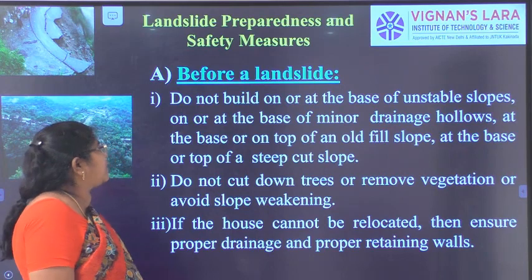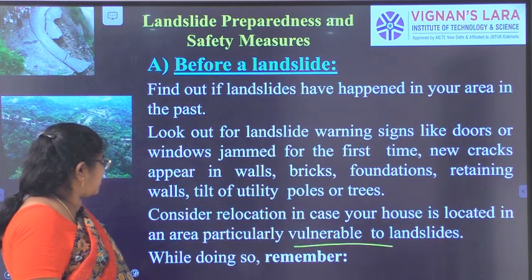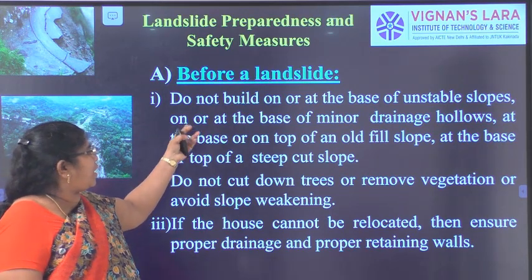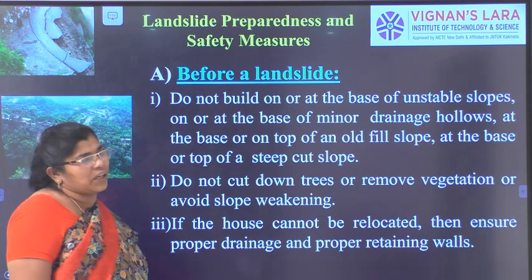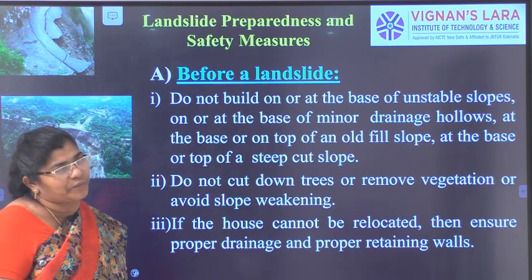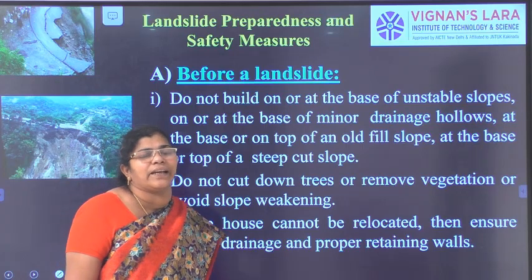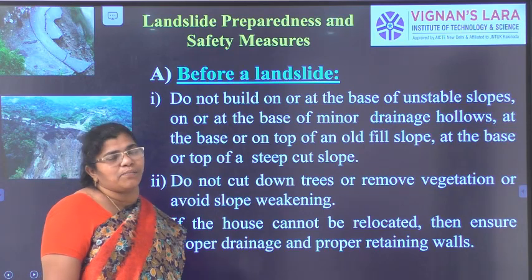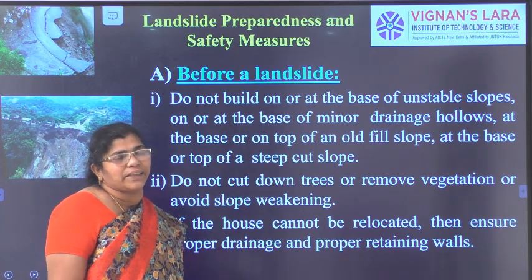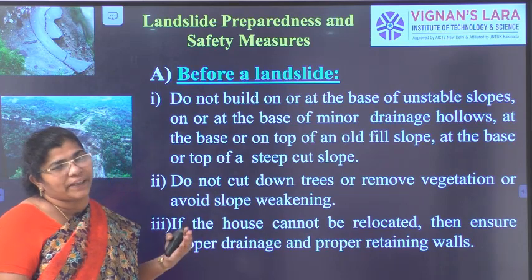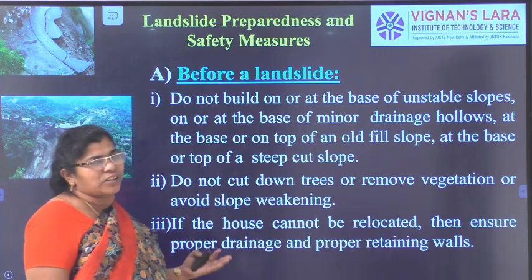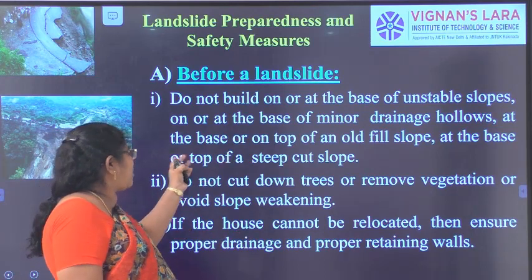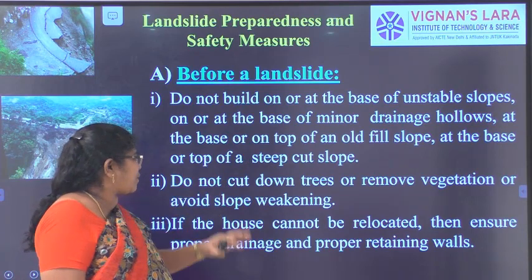While doing so, remember not to build on or at the base of an unstable slope. So whenever we are going to build a building, you have to consider that my building is not on an unstable slope. It should be in stable slope conditions. If there is an unstable slope, I have to go for a proper stabilization method, and I have to go in for proper retaining walls. Then I have to consider that it also will not be safe in the case of long rain and heavy rain. And also avoid the base of minor drainage hollows, the base or top of the steep cut slope.